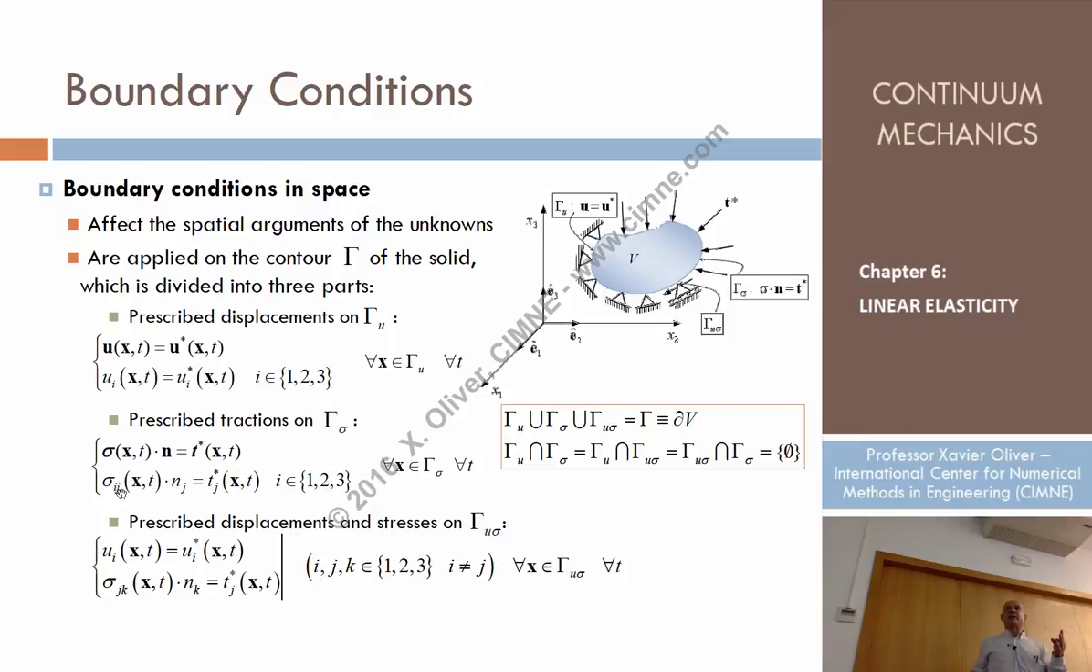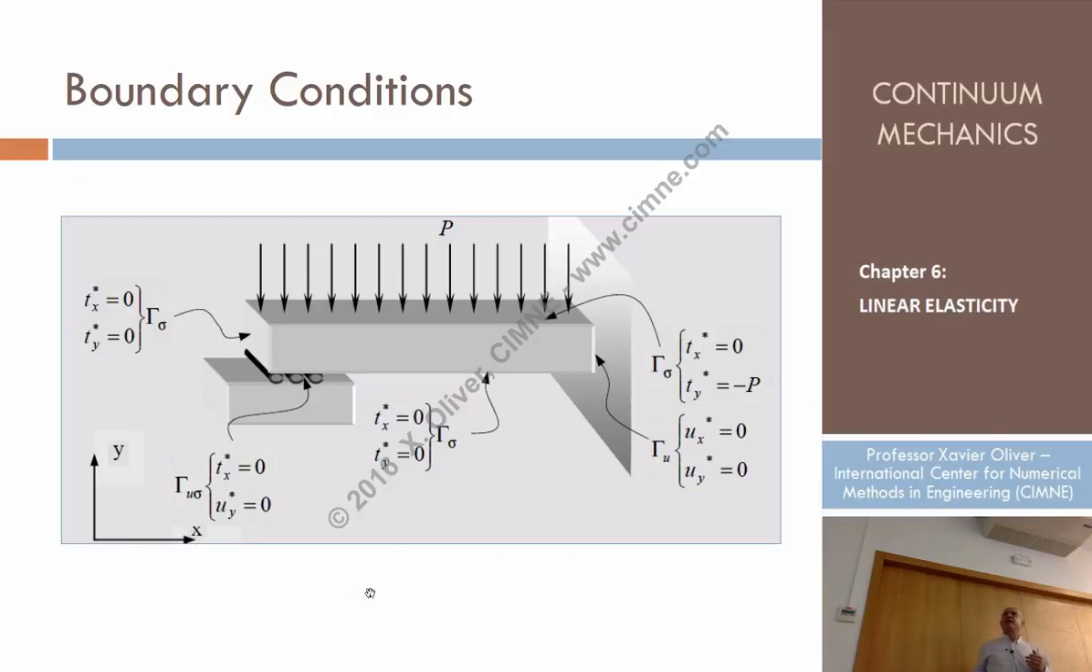So sigma_ij times n_j returns the component i of t, for i equal 1, 2, 3. Okay, and then there could be points where some components have displacements prescribed and some components have tractions prescribed. So let's see that in a typical structural analysis example.